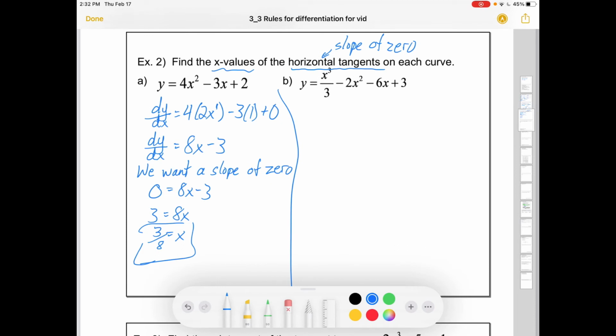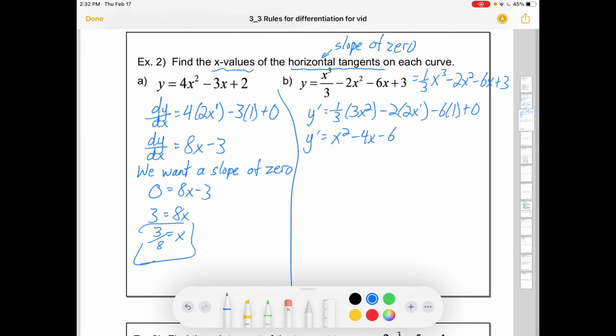On this curve, whatever it looks like, the magic is liable to happen at those horizontal tangents. So let's see, this is going to give us y prime. Maybe I'll just play it safe here and call that divided by 3 a 1/3 x cubed. You don't have to, but it's going to make me feel a little safer when I find the derivative. So 1/3 times 3x squared minus 2 by 2x to the 1 minus 6 times 1 plus 0. Okay, just using those derivative rules. Where y prime is x squared minus 4x minus 6.